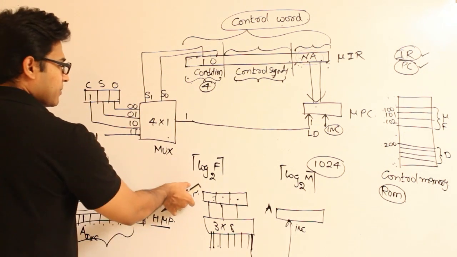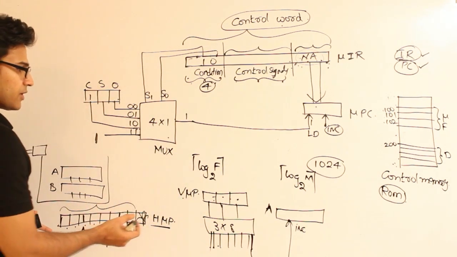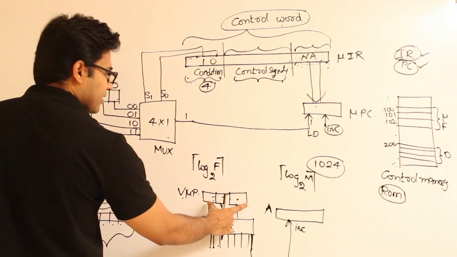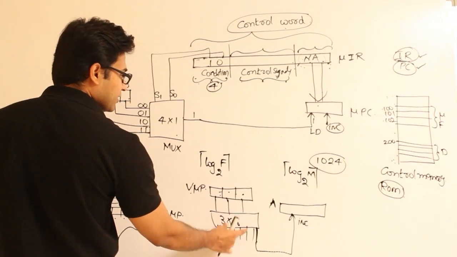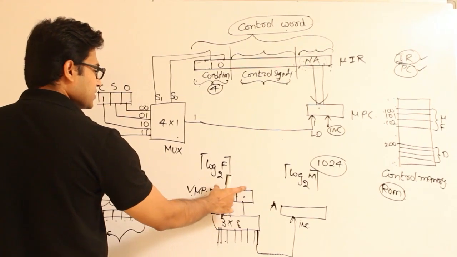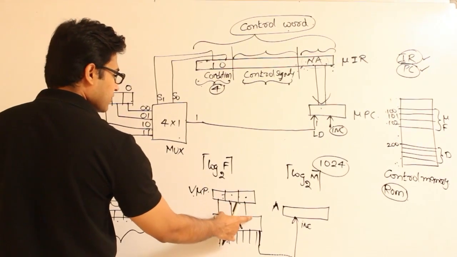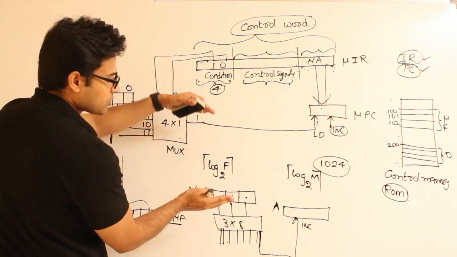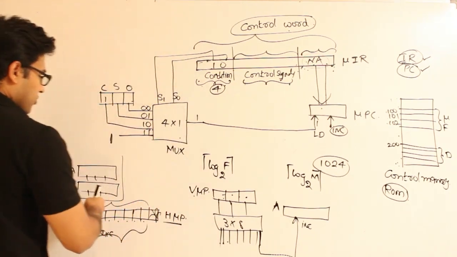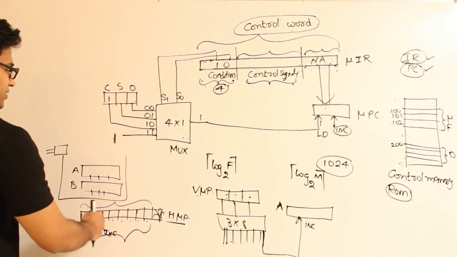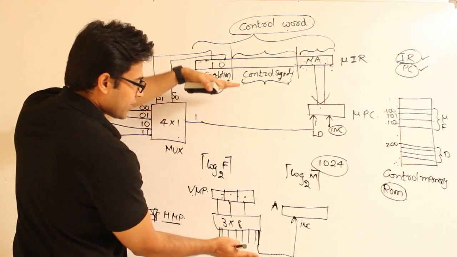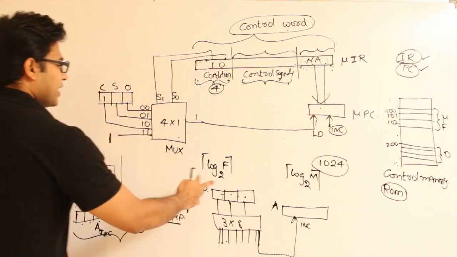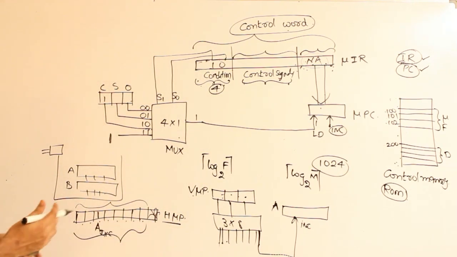But if you look at vertical microprogramming, the problem is every word will be able to generate only one control signal. Therefore, for every control signal you want to generate, you have to put a word, and so your program is going to grow vertically. Here your program is going to grow horizontally because the size of the control word has increased, and here your program is going to grow vertically, right? So both have advantages and disadvantages.